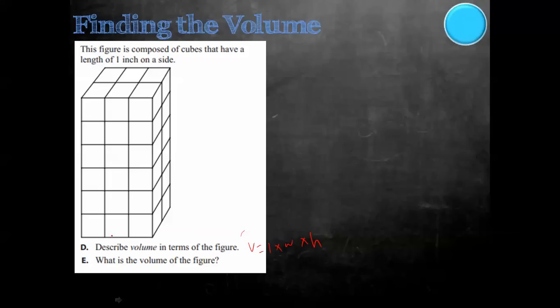Okay, so our length then is going to be 3. Our width is going to be 2. And our height is going to be 1, 2, 3, 4, 5, 6. Okay, so we're going to say 3 times 2 times 6, which is 36 inches cubed. And that's how you find volume. And that is the end of Solid Shapes and 3D Figures Part 2.